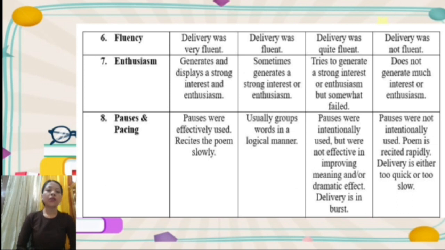Next is fluency. Excellent if the delivery was very fluent, and fair if the delivery was not fluent. Seventh category is enthusiasm. Excellent if it generates and displays a strong interest and enthusiasm, and fair if it does not generate much interest or enthusiasm. Then the eighth category is pauses and pacing. Excellent if the pauses were effectively used and the poem is recited slowly, and fair if the pauses were not intentionally used, the poem is recited rapidly, and the delivery is either too quick or too slow.